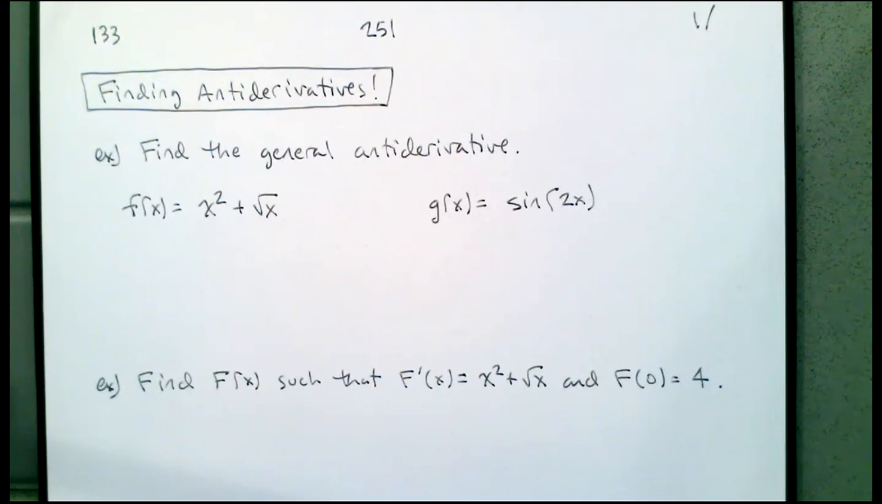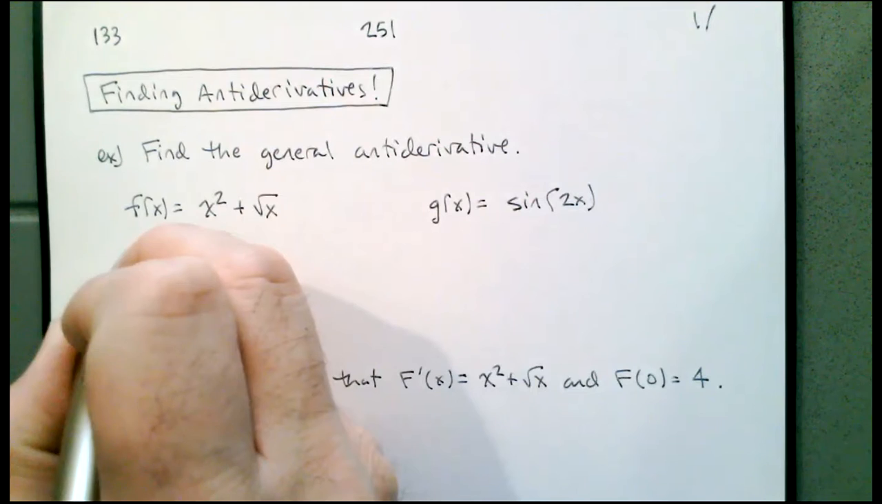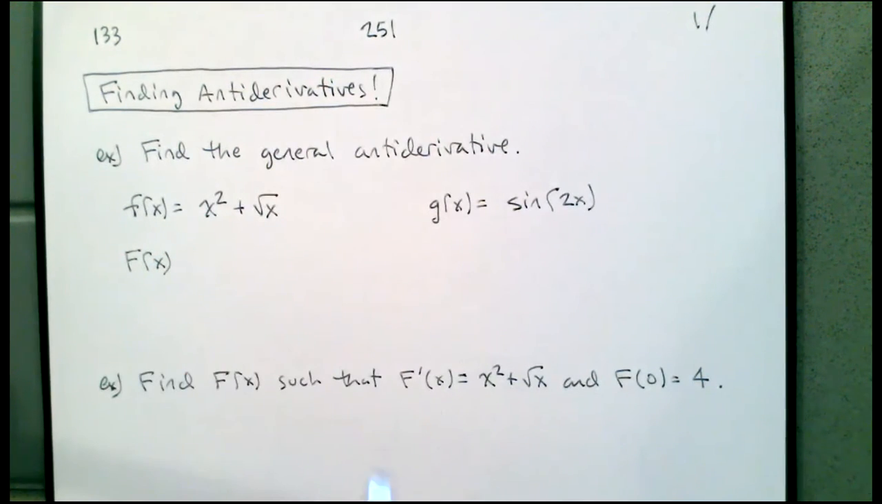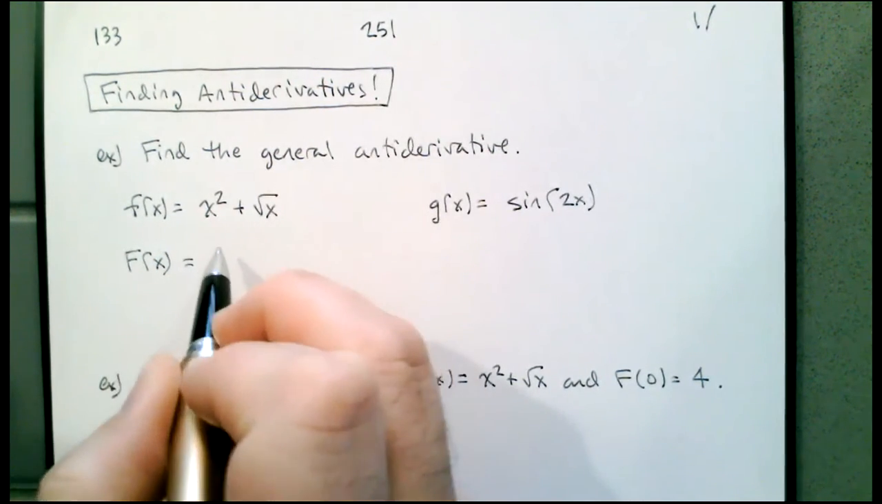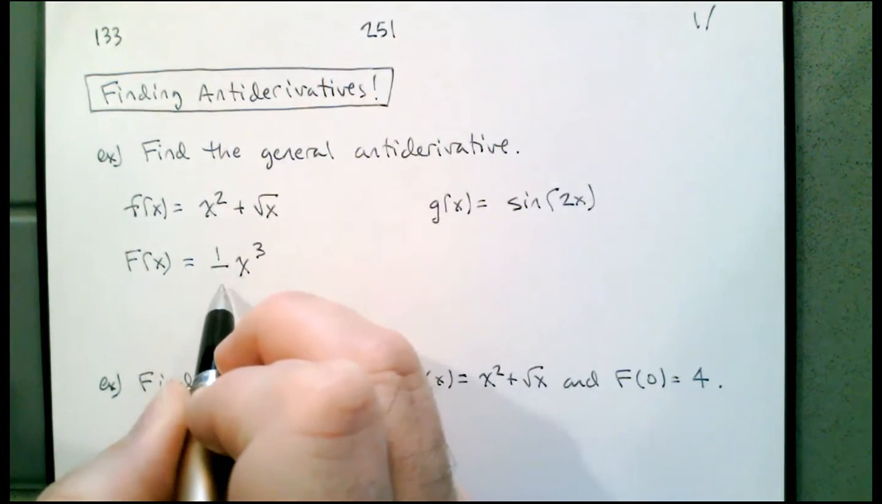Let's start with the general antiderivative. We have a few examples here. So if f of x is x squared plus 2x, then here we have terms. So we're just going to add one to the exponent and divide by the new exponent. I'll call the general antiderivative capital F of x. We'll add one to the exponent and divide by the new exponent.